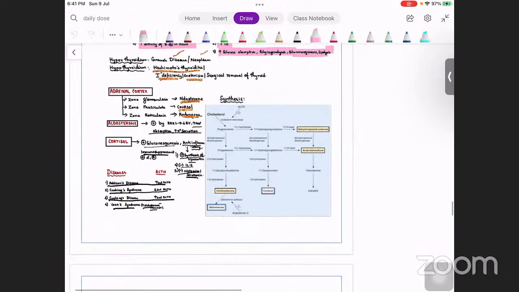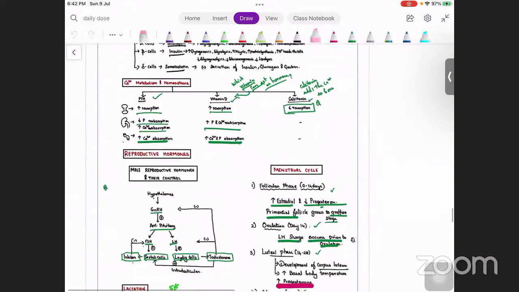And adrenal cortex: zona glomerulosa secretes aldosterone, fasciculata secretes cortisol, reticularis secretes androgens. Among that, Addison's has increased ACTH, and you have Cushing's syndrome, decreased ACTH, and Cushing's disease, increased ACTH. Conn syndrome is aldosterone tumor.